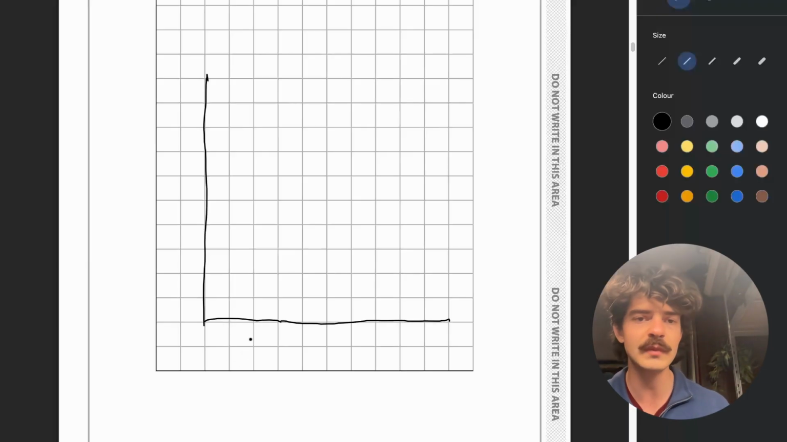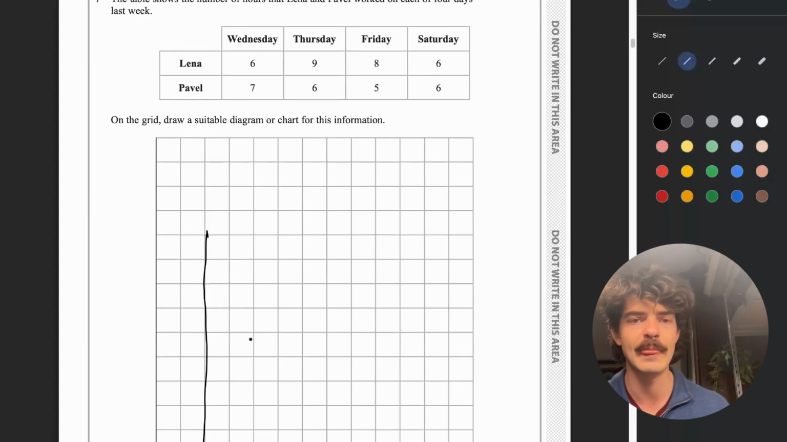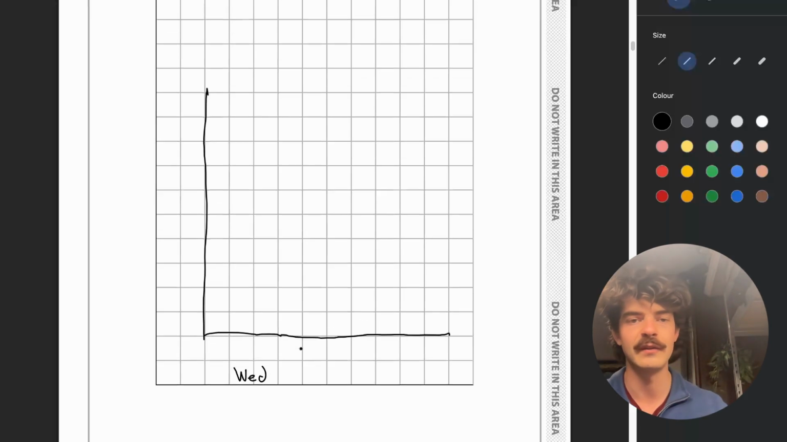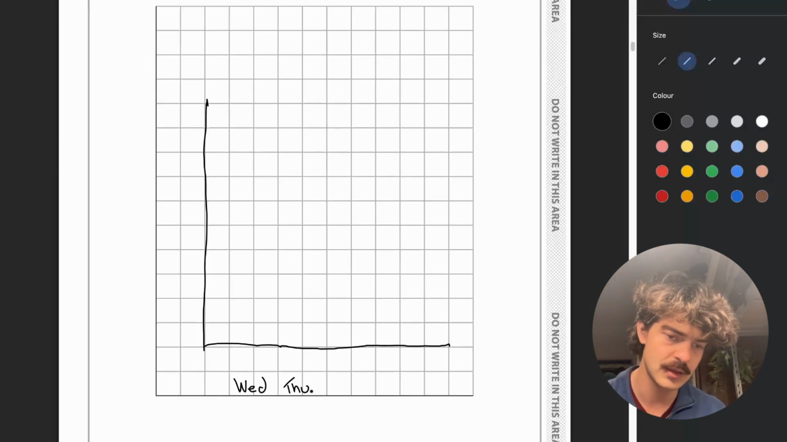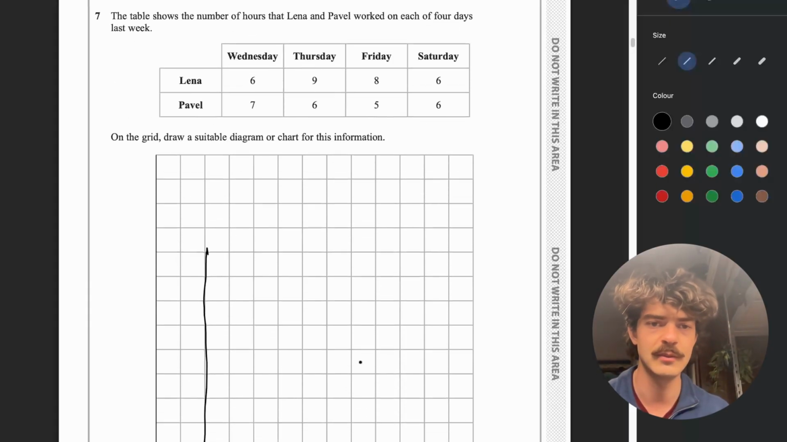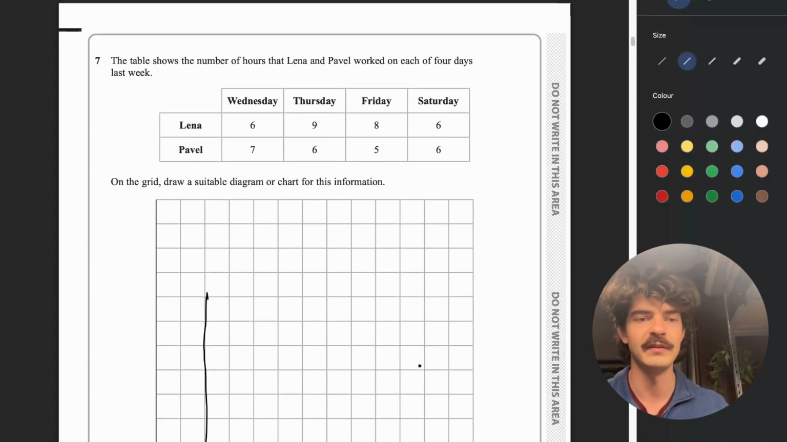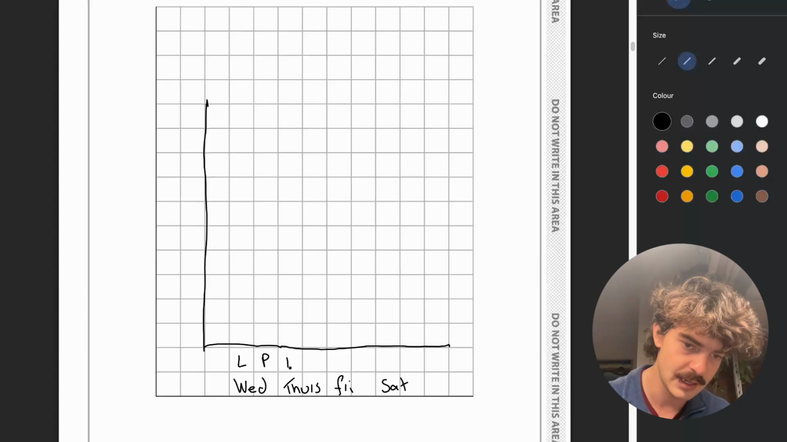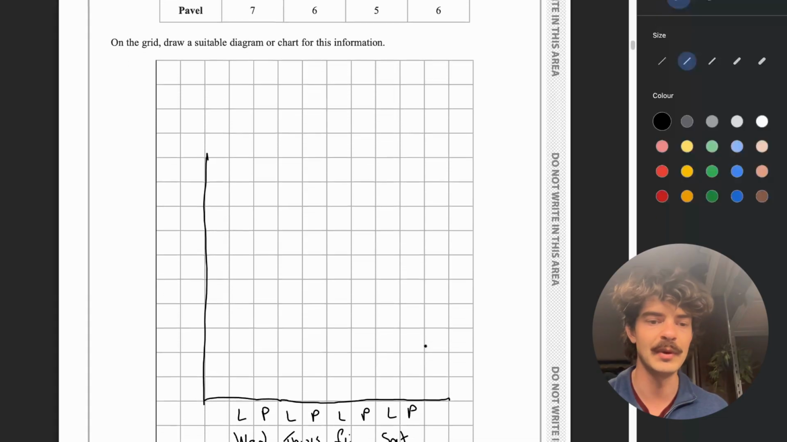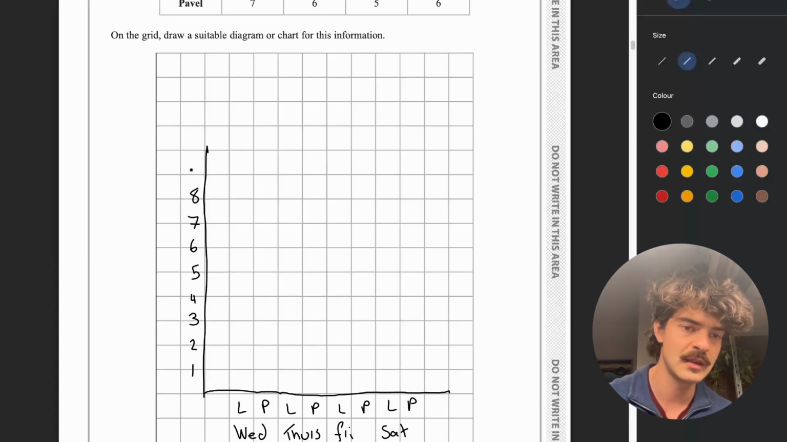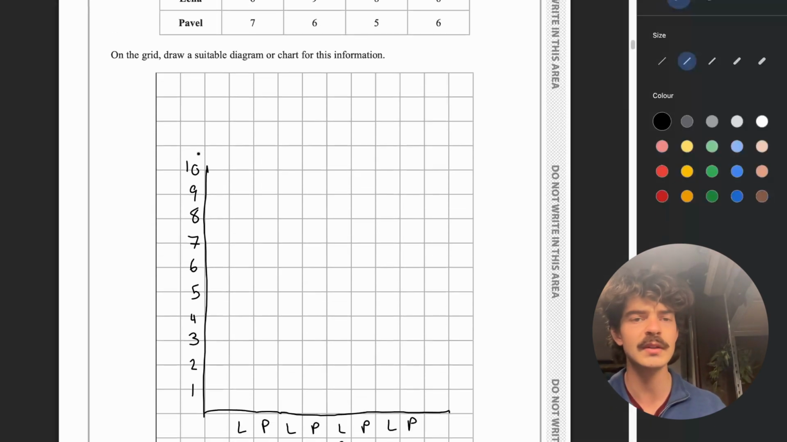So let's say that we've got Wednesdays could be here. We could have Thursdays next. Friday, I assume, would be after that. And Saturday. So Friday would be there, Saturday would be here. And then above each of them, we're going to have an L and a P, and an L and a P, and an L and a P, and an L and a P. And then on the y-axis, we can just assume that each box is going to represent that many hours worked. So 3, 4, 5, 6, 7, 8, 9, 10. Cool. So now we can just go through each one.